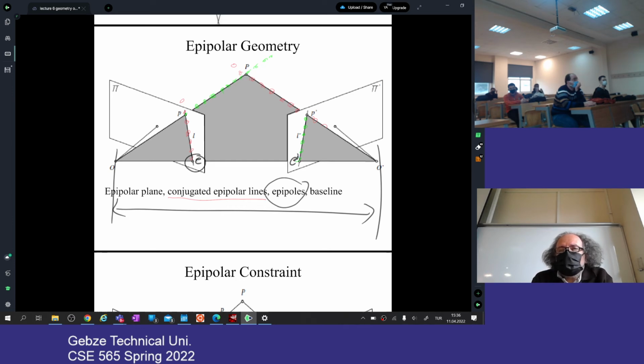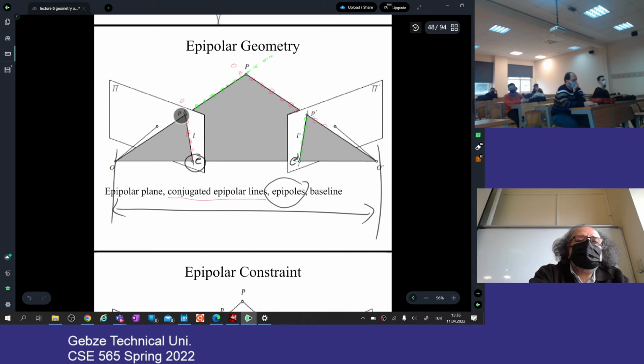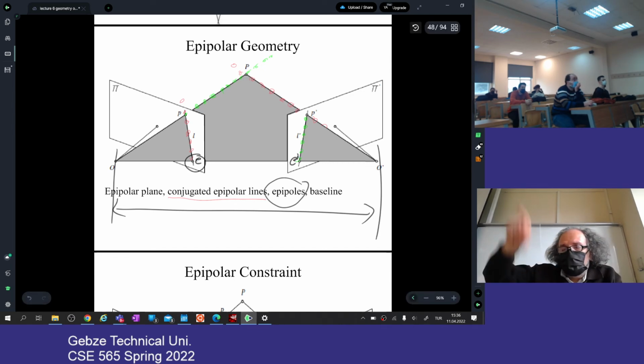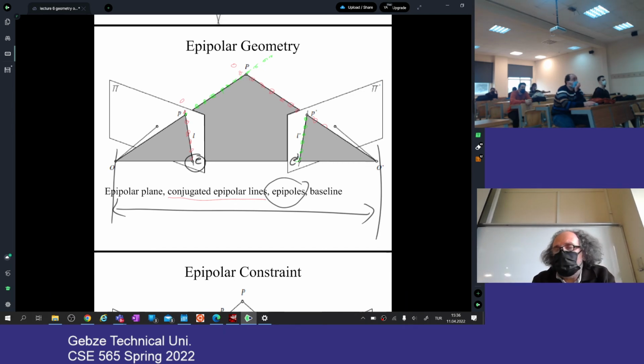Instead of searching, I have a point P. There is a corresponding point on the other image. Don't look at the whole image, only look at this line. Find that line, and on that line look for your corresponding point. That's the geometry. It doesn't depend on your image. It is the geometry of the cameras. On that image, you are going to find the corresponding point, and that's image dependent.